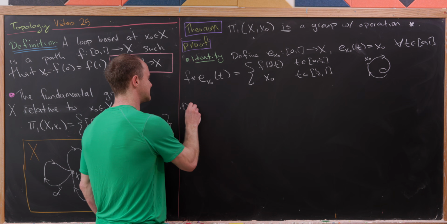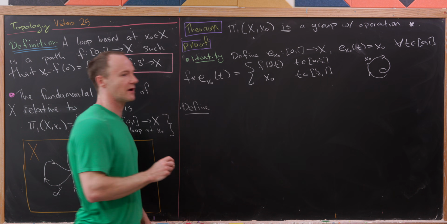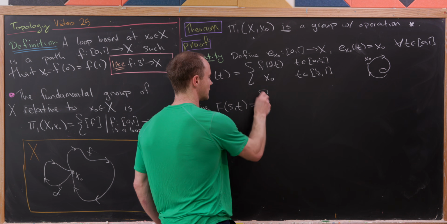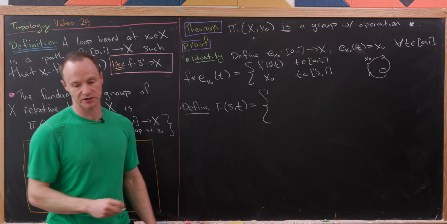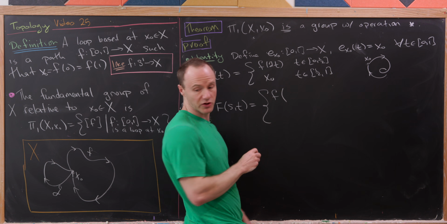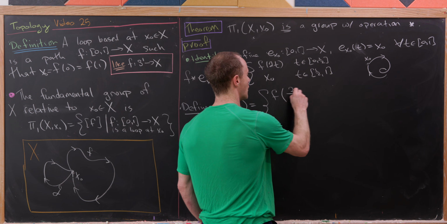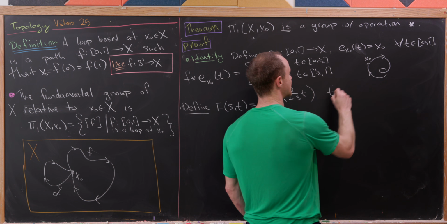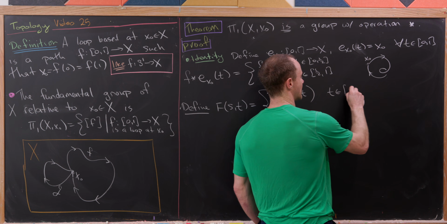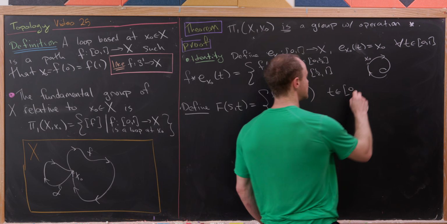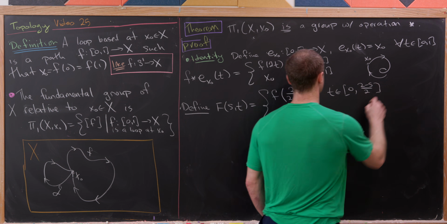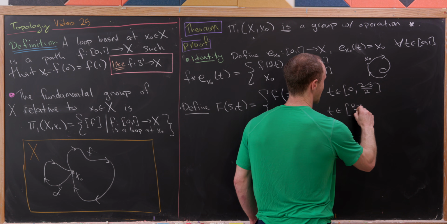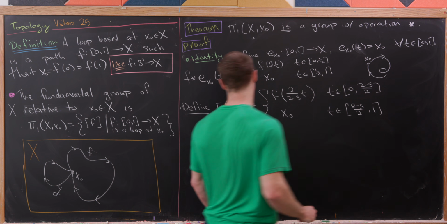Okay. So let's define the following function, which will become our homotopy. So we'll say F of s, t is equal to this. It's going to be a piecewise function. It's going to be f evaluated at 2 over 2 minus s times t, and this is going to be when t is on the interval from 0 up to (2 minus s) over 2. And then it'll be x naught for t on the interval from (2 minus s) over 2 to 1.